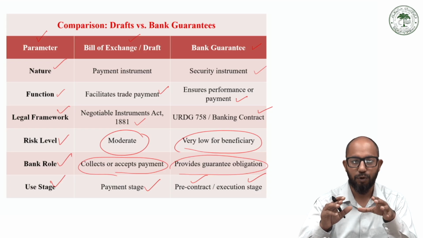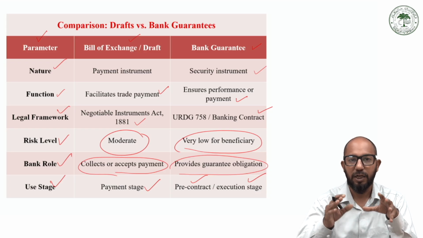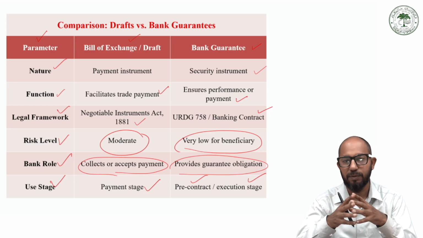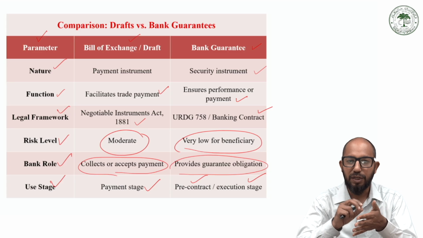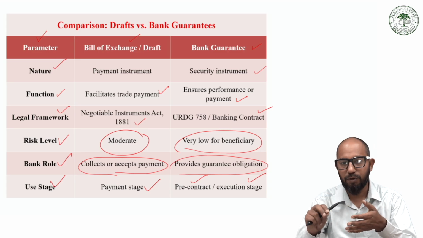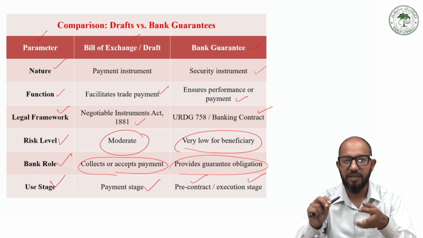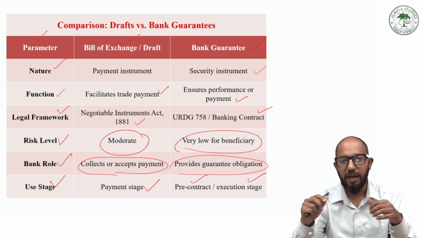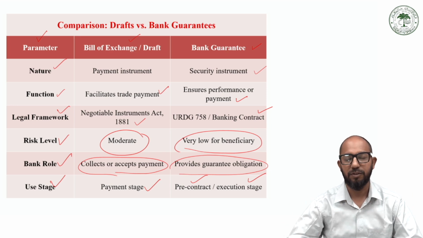Thus, an exporter can compare which type of document or payment instrument is applicable to the exporter. Depending on the need, the exporter may select either a bill of exchange or draft or a bank guarantee and then proceed with the international trade.